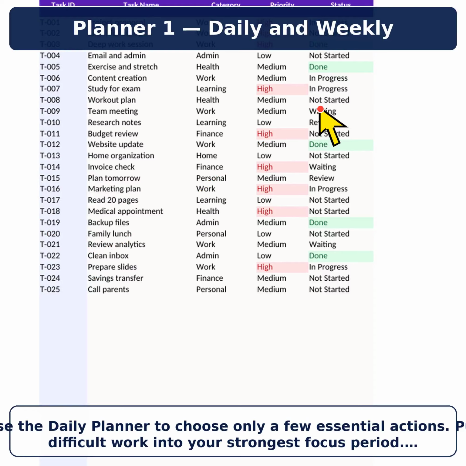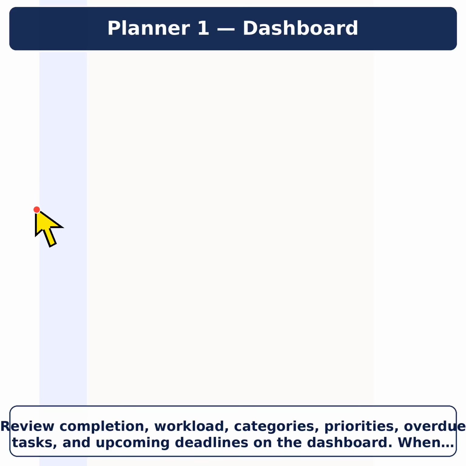Open the Auto Schedule view. The schedule is calculated from the source task information. Follow the suggested dates, order, and focus blocks. If a task appears in the wrong place, return to the original task row and correct the deadline, duration, priority, energy level, or status. Do not overwrite calculated schedule cells. Always correct the source input.